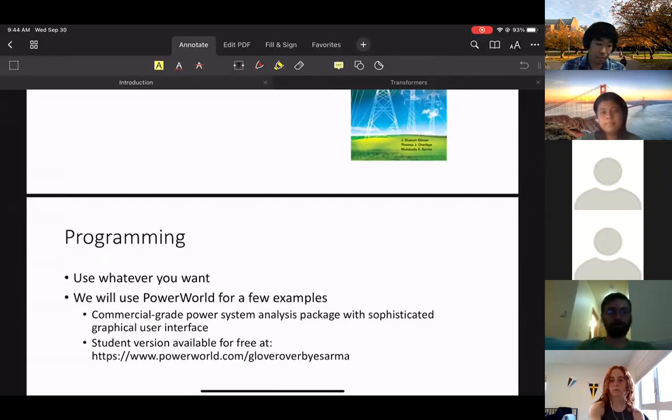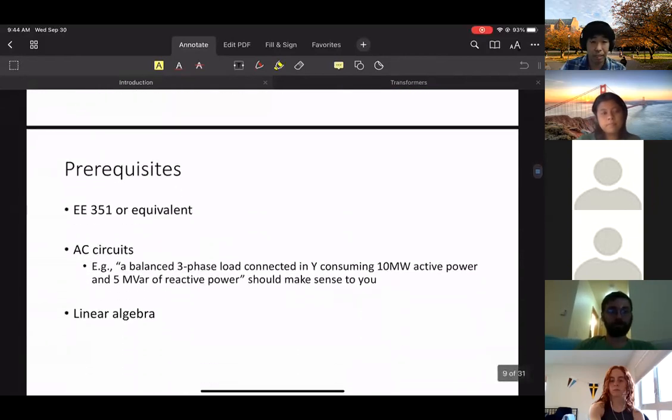Okay, all right. So the prerequisite of the class is E351 or equivalent. I know a lot of you are from that class, so if you've taken that class, it's fine. If you are not from UW and you've taken something equivalent, what we do in E351 is really the first class in power systems. If you know active power, reactive power, and AC circuits, and for example what a balanced three-phase load in Y connection is, then you have enough prerequisite for this class. We don't assume a lot, but we do assume enough knowledge coming from E351.